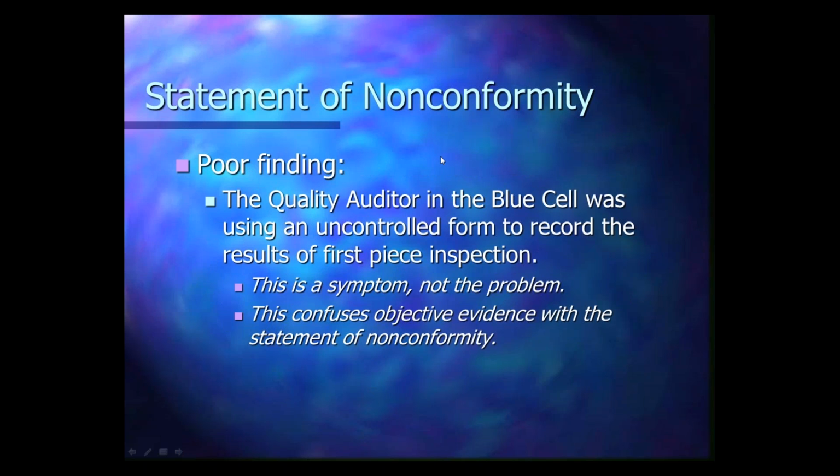Let's take a second example. The quality auditor in the blue cell was using an uncontrolled form to record the results of first piece inspection. Again, this is a symptom and not the true problem. Again, we're confusing objective evidence with the statement of nonconformity.